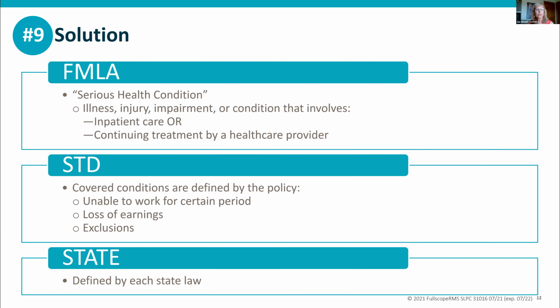So a serious health condition is what is going to be the determining factor as to whether Frank is entitled to FMLA leave. The STD policy, on the other hand, is going to be defined by the policy itself. So typically that's either when the employee is unable to work for a certain number of days, or they've lost a certain amount of earnings, and there may be exclusions, right?